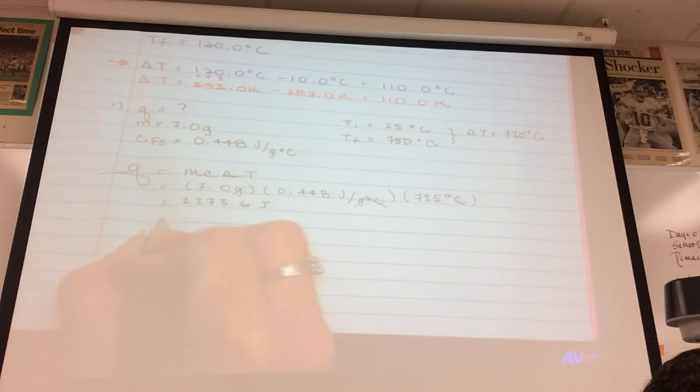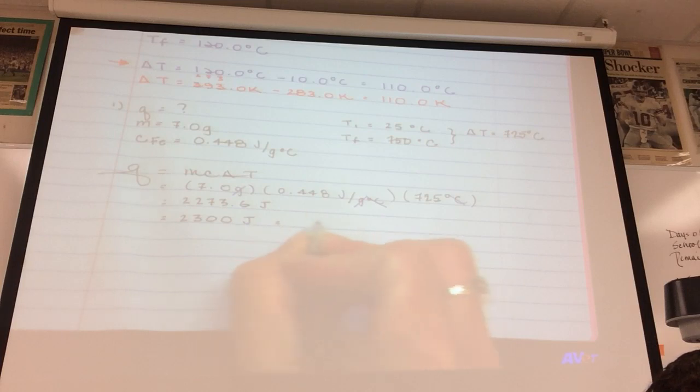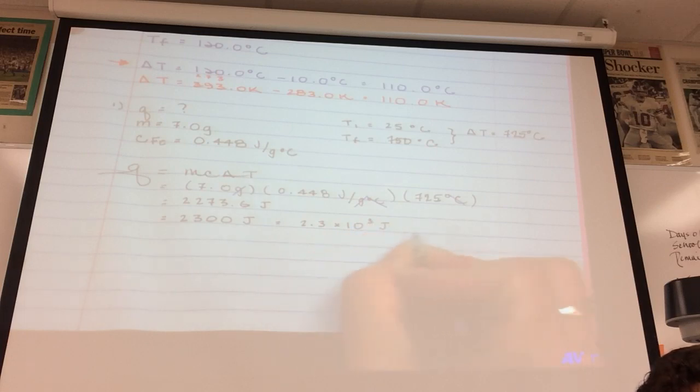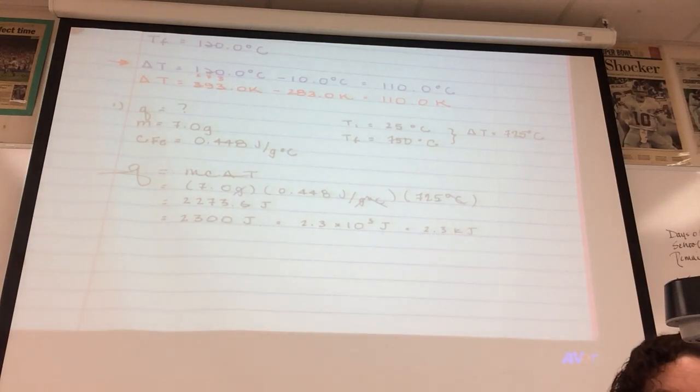Out of the calculator I get this. In 2 sig figs I would have that. If you prefer this, that is also 2 sig figs, and I guess you could even do kilojoules if you were so inclined. So any of these answers would earn you full credit.